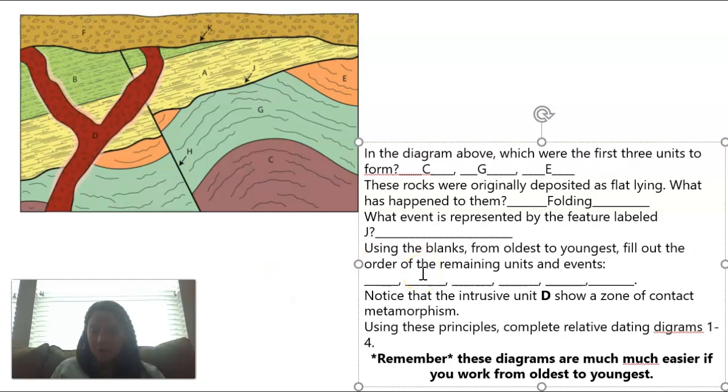Then it says, what event is represented by the feature labeled J? Let's find it in the diagram. J is right here, and it's pointing towards this bolded black squiggly line. That's how all diagrams are going to represent an unconformity, so that's what you should answer: unconformity. And if you wanted to be specific about what type of unconformity it is, hopefully you are thinking that the layers underneath are folded or tilted, and right above it there are just horizontal sedimentary rock layers. So this is an angular unconformity.